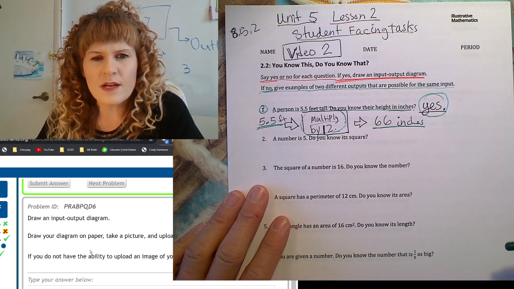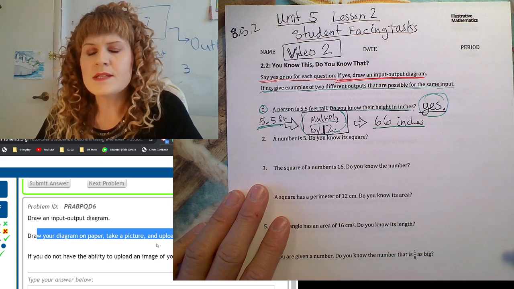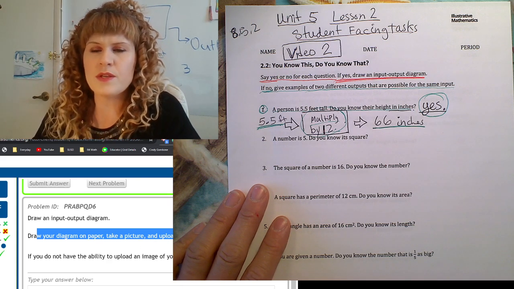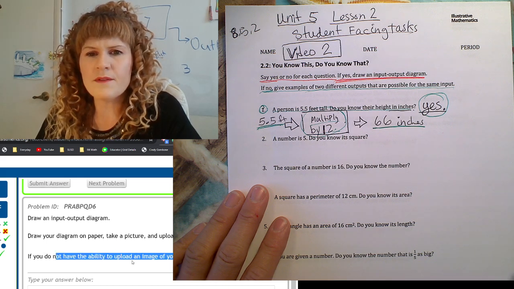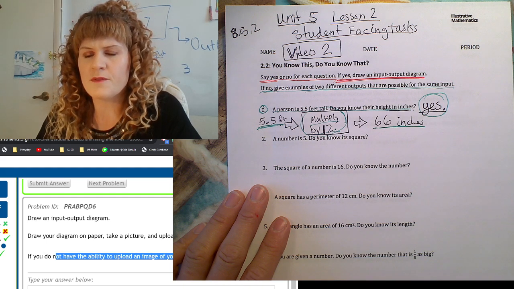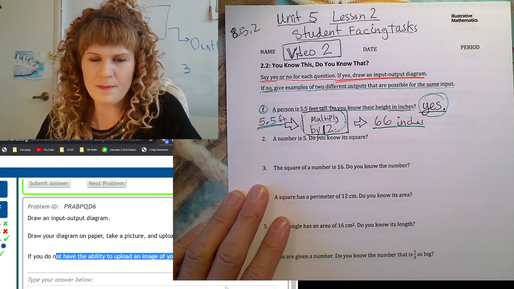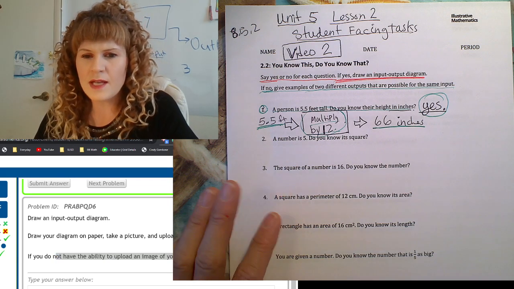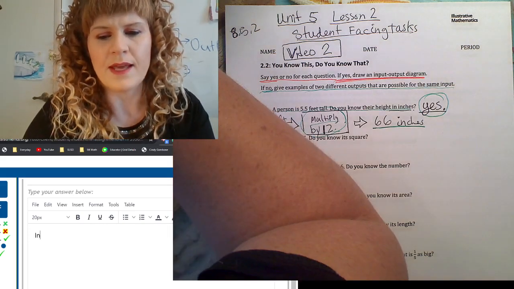Read the directions carefully. It says draw your diagram on paper, take a picture, and upload it using the upload icon. If you do not have the ability to upload an image of your work, type "diagram is on paper." I don't want you to type "diagram is on paper." Don't do that. If you cannot upload a picture, then type here in the box and describe it like this.